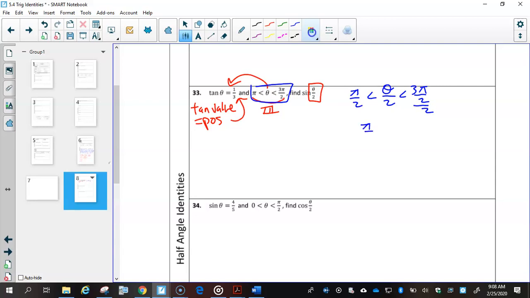So now you have pi over 2, theta over 2, and 3 pi over 4. It changed it completely. This is where your half angle lies. Where does your half angle lie? In quadrant 2.